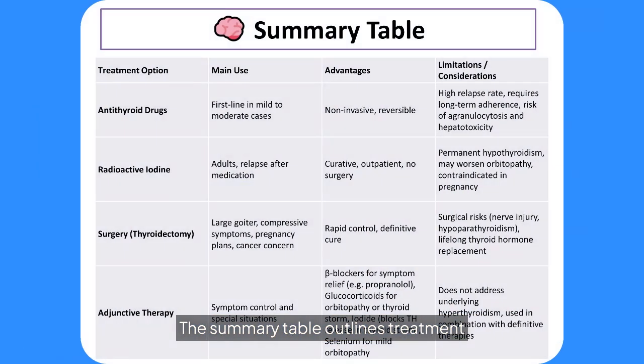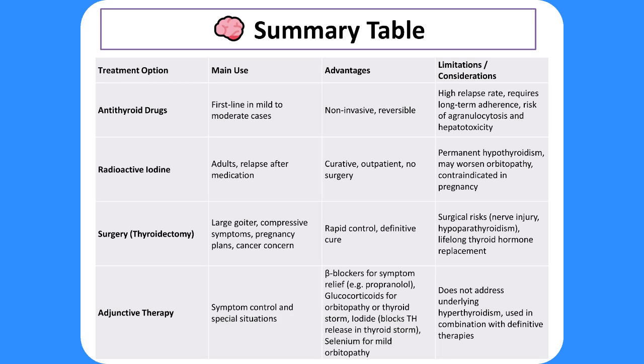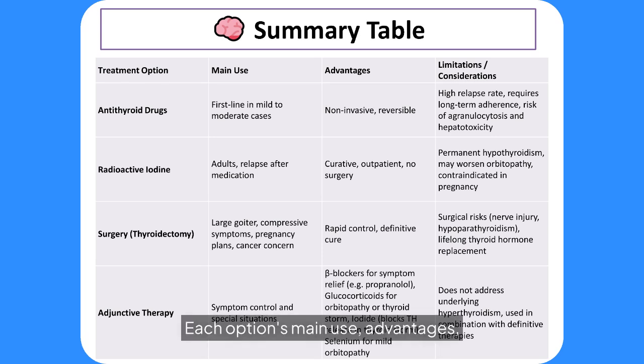The summary table outlines treatment options for Graves' disease, including antithyroid drugs, radioactive iodine, surgery, and adjunctive therapy. Each option's main use, advantages, and limitations are detailed, providing a comprehensive overview for decision-making. This table serves as a quick reference for clinicians managing Graves' disease.